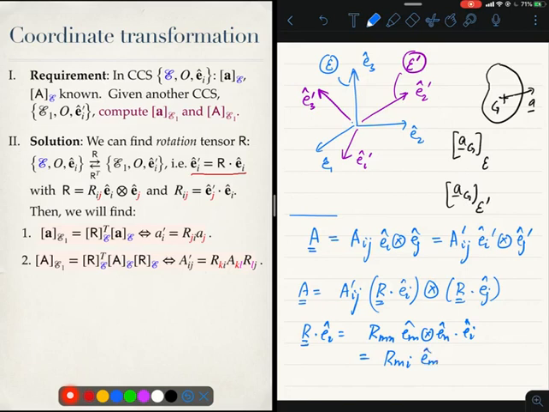Okay, similarly r dot e_j becomes r_nj e_n. Okay, now what I am going to do is take these and plug them here and here.